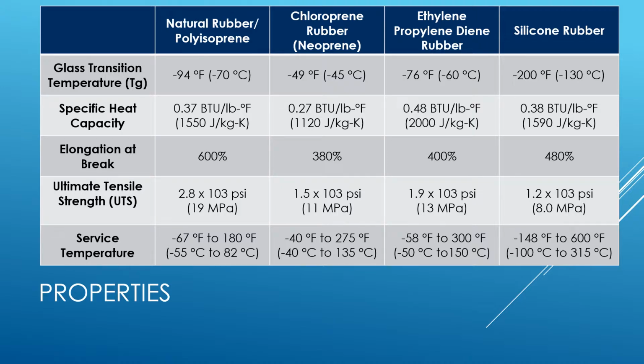And the one thing that makes elastomers so unique from other polymers is the elongation. Natural rubber has a 600% elongation at break. This means it can stretch 6 times the original length before breaking. The other elastomers here do not have the same elongation, but they're still well above an injection grade polymer that you would use, much higher.